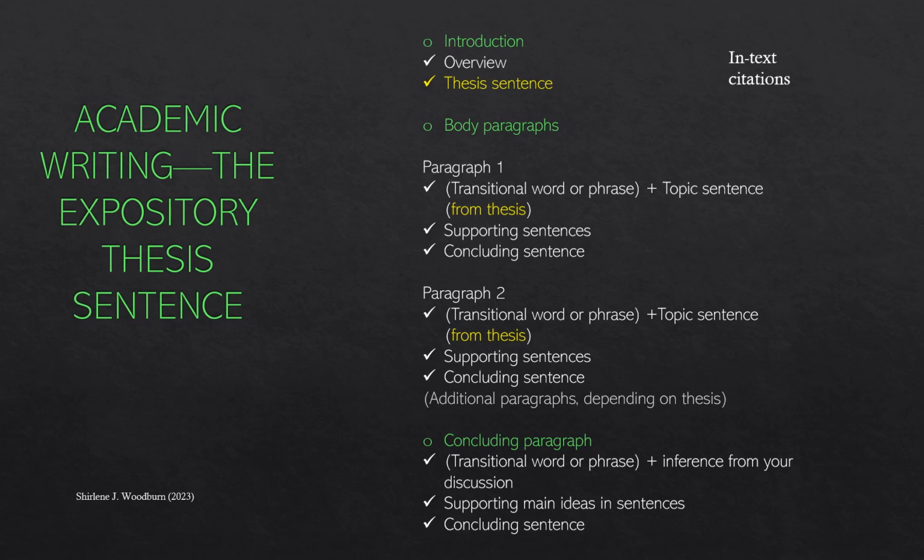And so, here is an outline of what your expository essay should look like. You have your introduction. In the introduction, you have an overview of your topic. You get your reader to become familiar with what you want to write about. And if there are any special terms, you give definitions for those terms. And before you end your introduction, you should have your thesis sentence.